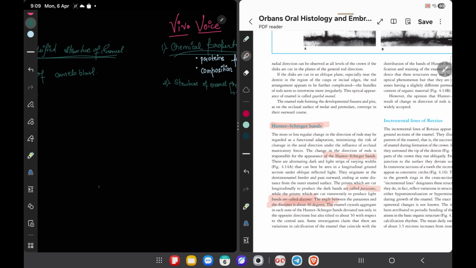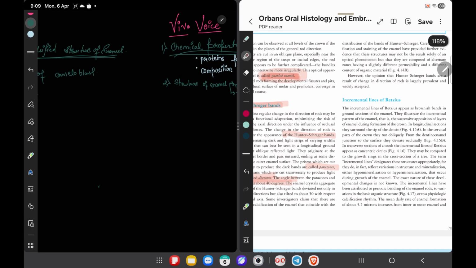This is important. And a very important topic here is gnarled enamel. We have always been asked about gnarled enamel. Also in spotting, when you're doing spotting with your histological slide, gnarled enamel is one of the very frequently asked spots. So you have to know about the gnarled enamel.